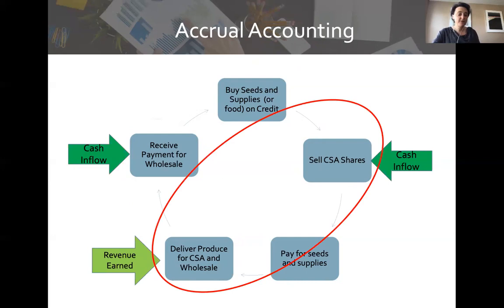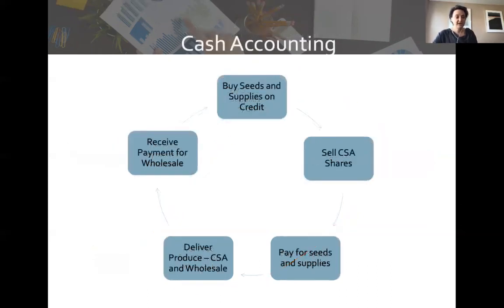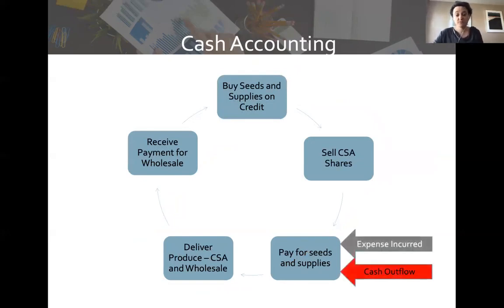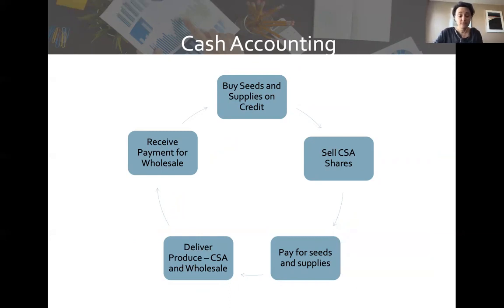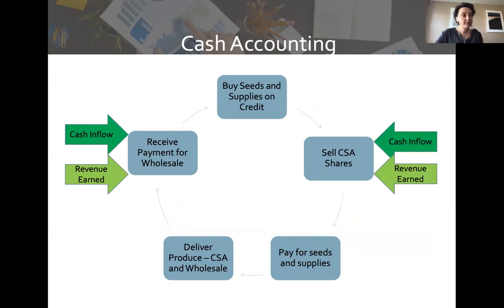And that time from when you receive the CSA payments until when you deliver the produce, that's unearned revenue. You have the cash, but you haven't done your part in your obligation to your customers. So in essence, your customers have given you a line of credit. So you have a debt to your customers until you start delivering the produce. So you can see how the cash flowing isn't necessarily aligning with when you earn the revenue. Cash accounting is really quite simple in that the cash flows out, that's when you record the expense. And when the cash flows in, that's when you record the revenue.